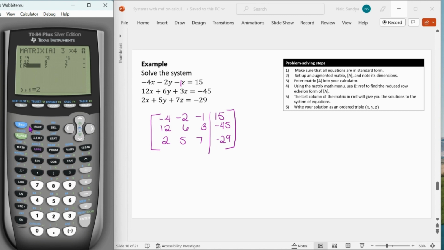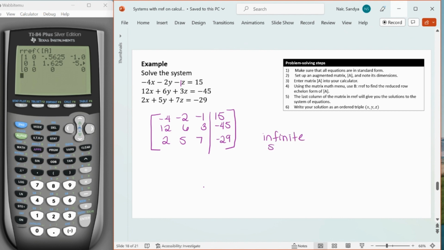So I'm going to do second mode. And then I do second matrix, and then I go to the math menu and scroll down until I find reduced row echelon form, which is B. So I hit enter and then do second matrix and then choose matrix A. And then when I hit enter, well, look at my last row. It's all zeros, right? So when I have all zeros, that's basically telling me that 0 equals 0. So I would say that this system of equations has infinite solutions. Okay, so whenever you get something that's always true, like 0 equals 0, that's going to be infinite solutions.